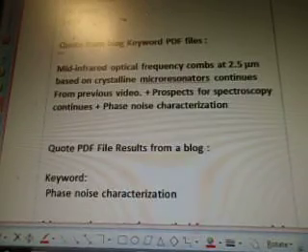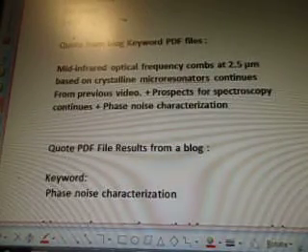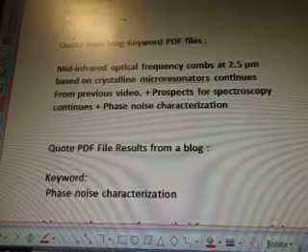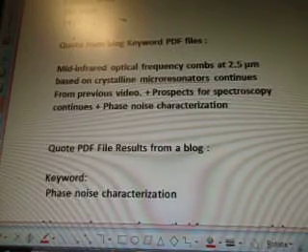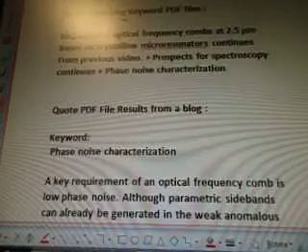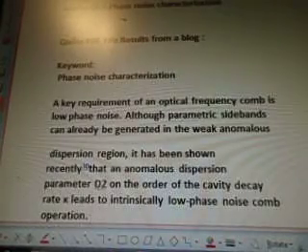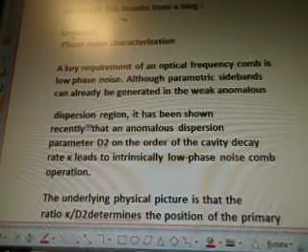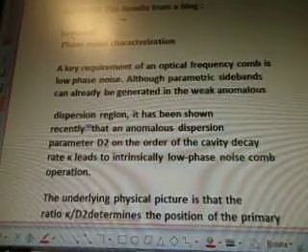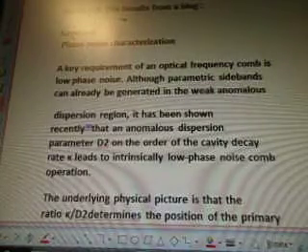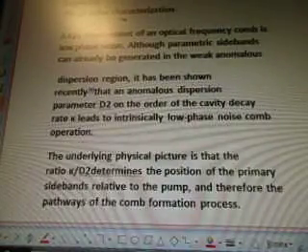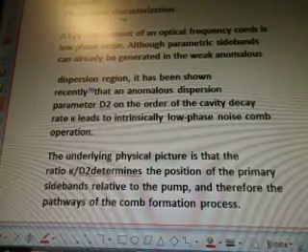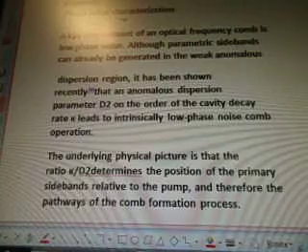Okay, so mid-infrared optical frequency combs at 2.5 µm based on crystalline microresonators, prospects for spectroscopy and phase noise characterization. So a key requirement of an optical frequency comb is low phase noise. Although parametric sidebands can already be generated in the weak anomalous dispersion region, it has been shown recently that anomalous dispersion parameter D2 on the order of the cavity decay rate K leads to intrinsically low phase noise comb operation.